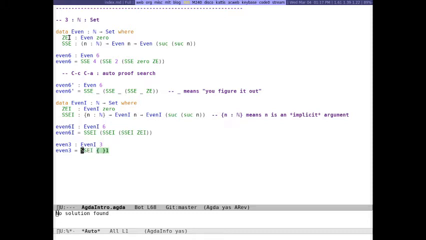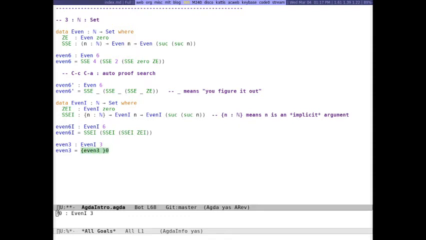Okay. Now, however, let's think about something. Let's take a step back. I have to give something here in the hole of type evenI 3. Do I have anything of type evenI 3 lying around that I might be able to use? Even 3 has type evenI 3.